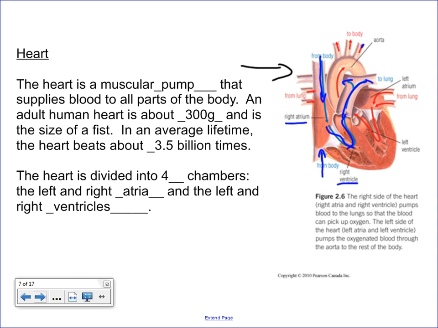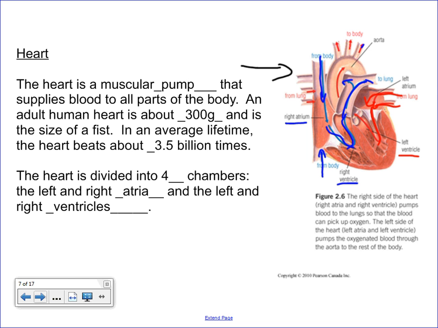The blood travels to the lungs where it releases its carbon dioxide, picks up oxygen, and then returns to the heart through the pulmonary veins. And that oxygenated blood is now indicated by red lines. So that blood will enter into the heart, into the left atrium. The left atrium will then contract, squeezing that blood into the left ventricle.